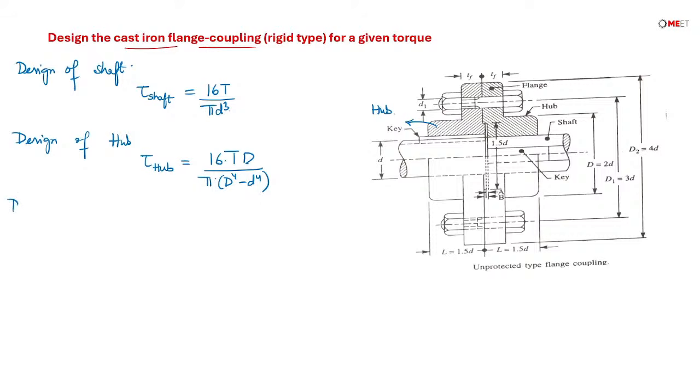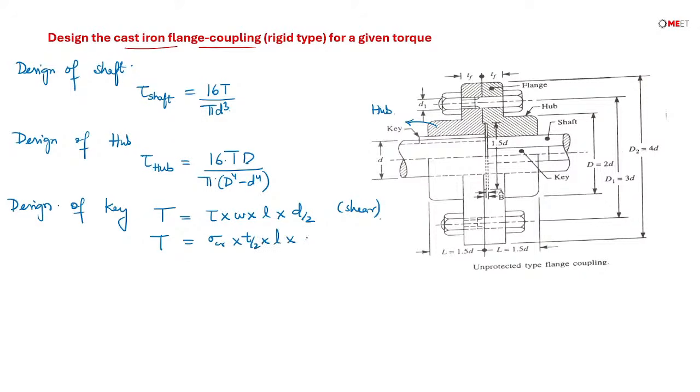Next is design of key. The procedure for key is going to be the same, that is torque is equal to shear stress into shearing area, that is width into length of the key into d by 2. This is for shear. Next, for crushing, it would be sigma_cr into t by 2 into L into d by 2. This is for crushing.